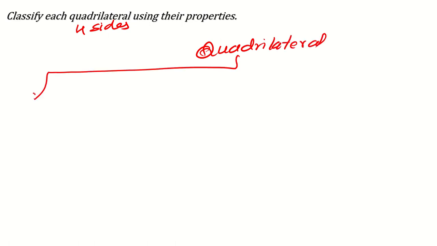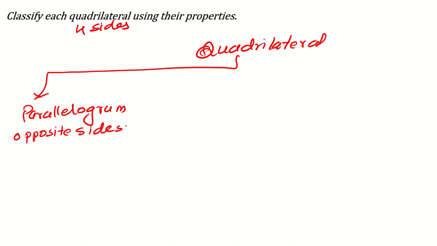See, first quadrilateral can be, I'm sorry for my writing, parallelogram. What is the parallelogram meaning? Parallelogram means opposite sides will be parallel and equal. And what else? You can say diagonals will not be equal. But that is the additional information. We'll see it later.